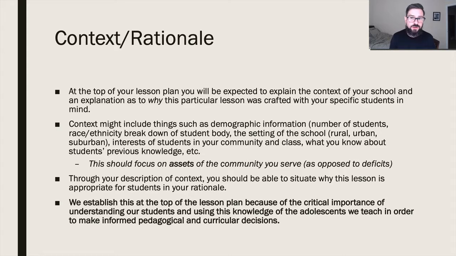And so you will notice that that is the very first thing you see at the top, and it's because it's one of the more important things. It provides us with some background knowledge of the students you are teaching and why this lesson is important for this group of students. And so your context might include things such as demographic information. So you might include things like the number of students you have, the race ethnicity breakdown of the student body in your classroom as well as in your school, the setting of the school, rural, urban, suburban, interests of students in your community and class, what you know about students' previous knowledge, all those types of things are fair play.